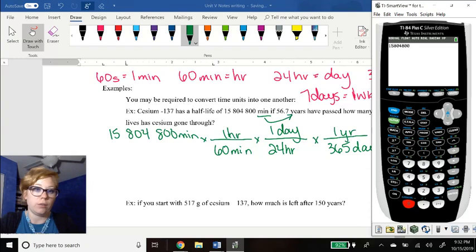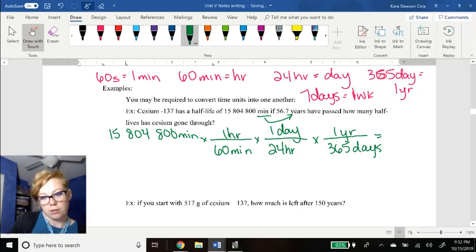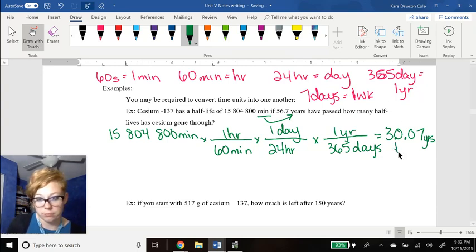So 15,804,800 divided by 60, divided by 24, divided by 365. That gives me 30.07 years. So 30.07 years is the half-life. This is T 1/2.